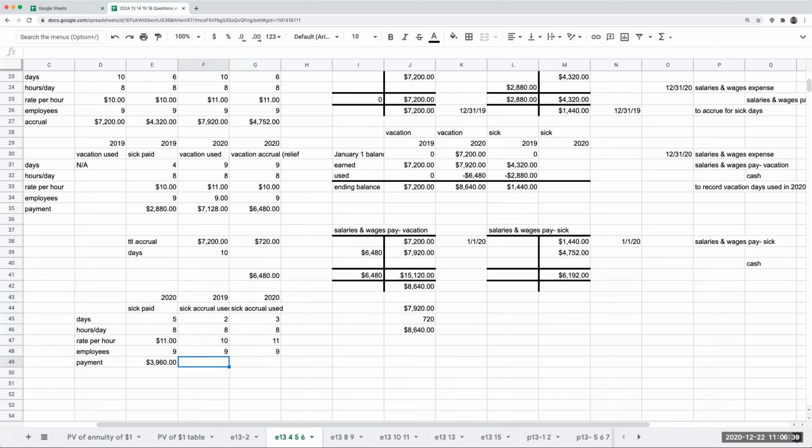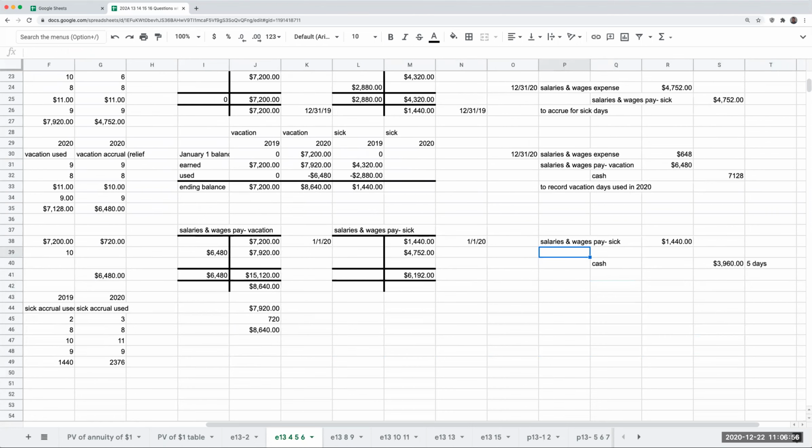So when I'm coming over here, I'm getting $14.40, which is the amount of my prior accrual. And then here I have $23.76. So this is going to be salaries and wages pay sick. This is going to be $23.76. Now, what's going to happen here is that my numbers are not going to balance. This difference, of 144, is going to be over here for the salaries and wages expense.